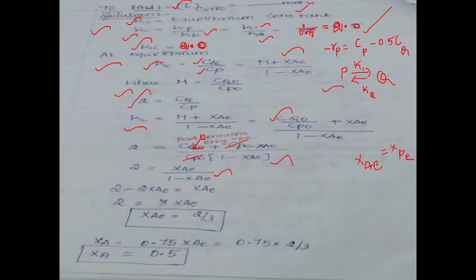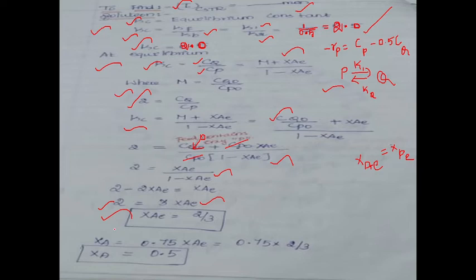So rearrange this expression. 2 minus 2 into XAE equals XAE. So the 2 on the left hand side, and on the right hand side XAE plus 2 XAE, that is equal to 3 XAE. So finally we get XAE equal to 2 by 3. This XAE equals XBE, both are equal.